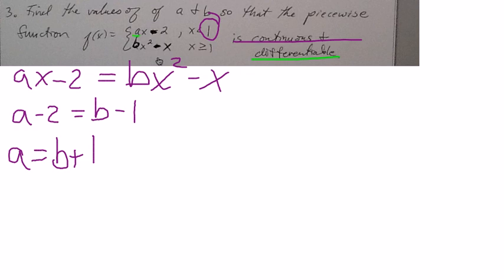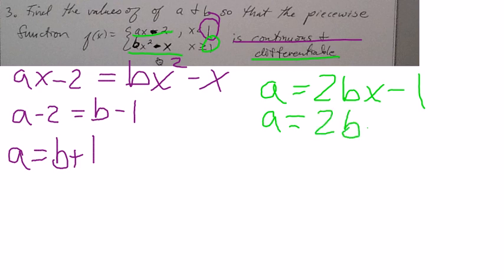So the derivative of the first one, ax minus 2, is just a, and that's going to be equal to the derivative of the second half of my function, which is going to be 2bx minus 1, because the derivative of x is 1. But again, I'm looking at the x value of 1, so I can simplify this to a equals 2b minus 1. So now I have a equals b plus 1 and a equals 2b minus 1.